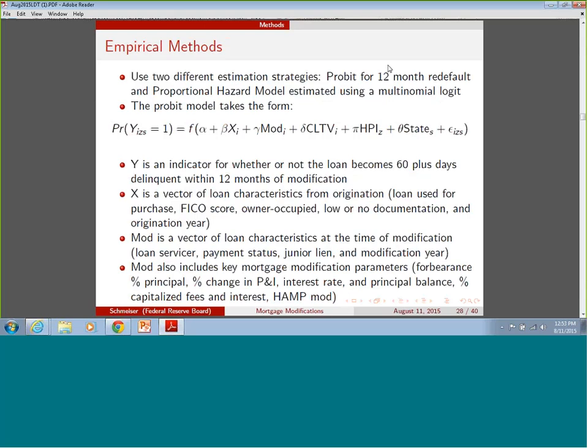There is a look at payment status at the time of modification, whether there's a community modification, and so on. And then finally, the terms of the actual modification: percentage of the principal balance that is forborne, percent change in the principal payment, the payment, the interest rate, principal balance, and also capitalization of fees and interest, and any fee for account modification.